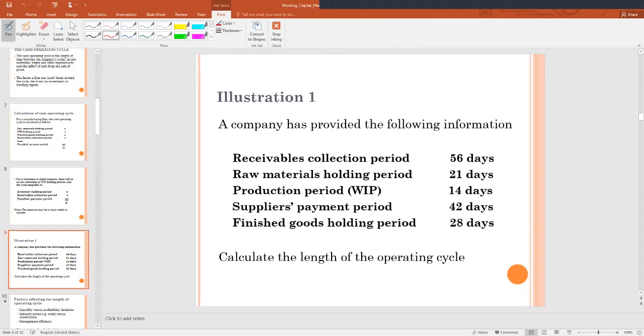Okay, let's do it together. Now, don't forget the days will be equal to the days for raw material 21, plus the days for work in progress 14, plus the days for finished goods 28, plus the days for receivable 56, minus the days for payment, the payables days, 42 days. And we get therefore 27 days to be the cash conversion cycle. Very easy. Clear?